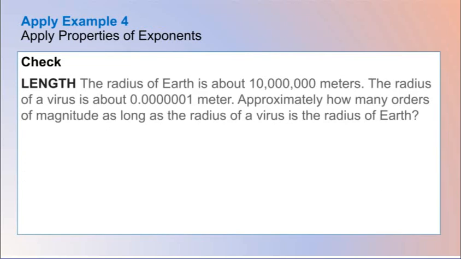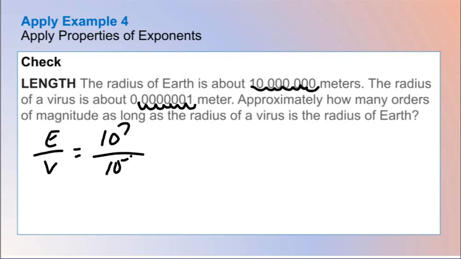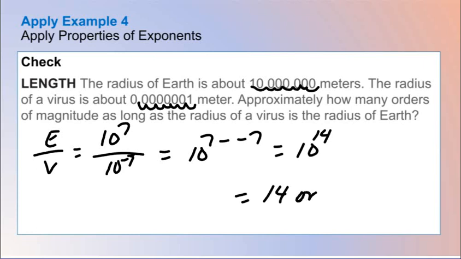Next one, the radius of Earth is about 10 million meters. The radius of a virus is about 0.0000001 meters. Approximately how many orders of magnitude as long as the radius of a virus is the radius of the Earth? So we're comparing the Earth to the virus, and the Earth has a radius of 10 times 10 to the 1, 2, 3, 4, 5, 6, 7. So 10 to the 7th. A virus has a power of 10 raised to the 1, 2, 3, 4, 5, 6, 7. 10 to the negative 7th. So when we divide like bases, you subtract the exponents, which will give us 10 to the 14th, which would give us 14 orders.